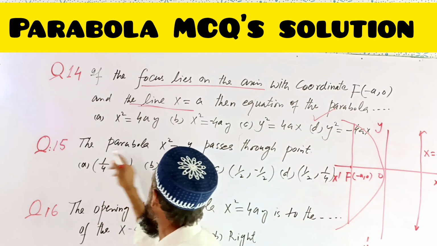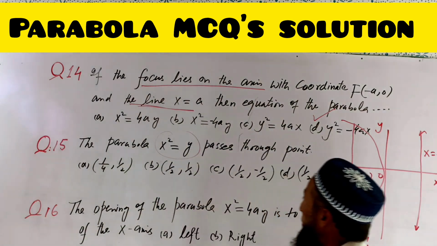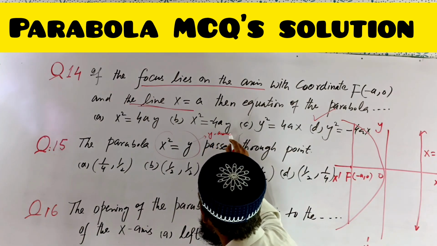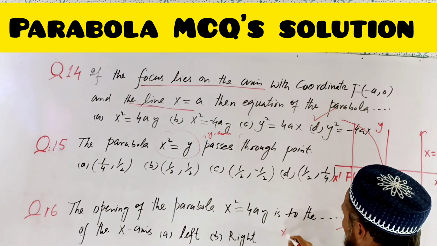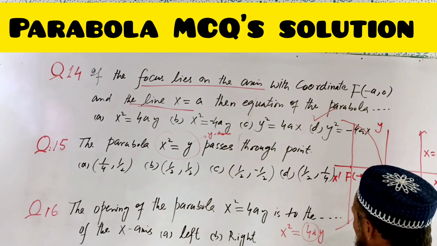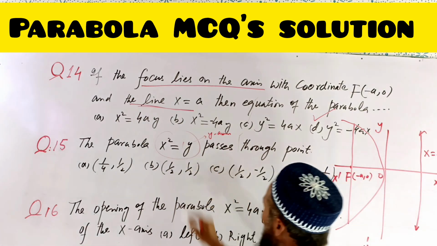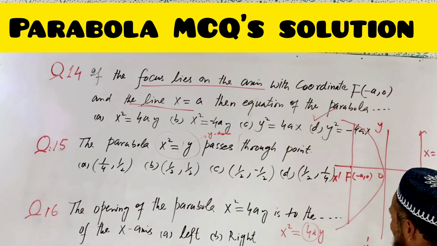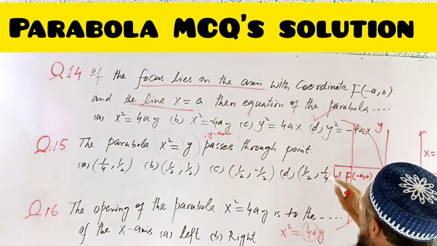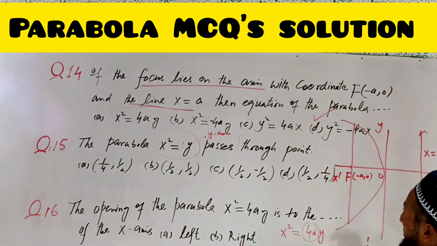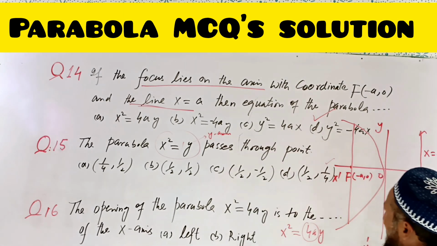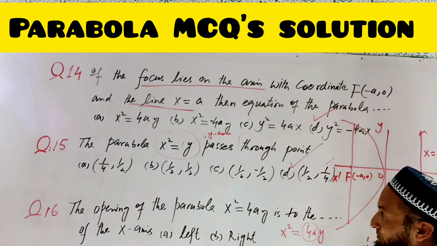Question number 15. The parabola x square is equal to y means that the parabola is making along the y-axis. If we compare with the equation x square is equal to 4ay, here 4a is equal to 1, and a is equal to 1 over 4. The focus is on the y-axis, so the y value will be 1 over 4. Option D is the correct option.